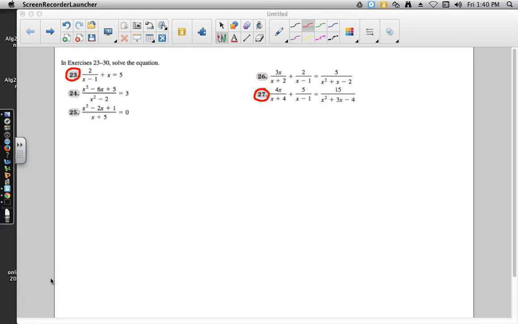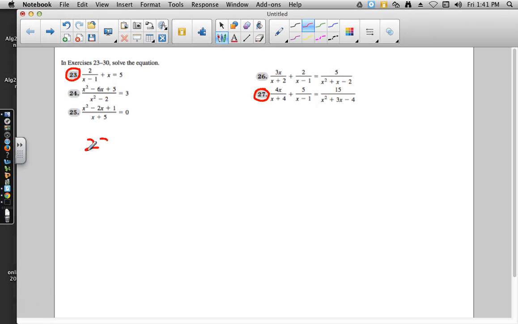These are the frequently asked questions for section 2-7, day 2 of pre-calculus. For number 23, they want us to solve the equation 2 over x minus 1 plus x equals 5.